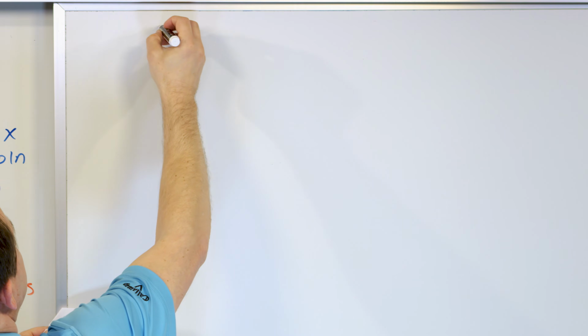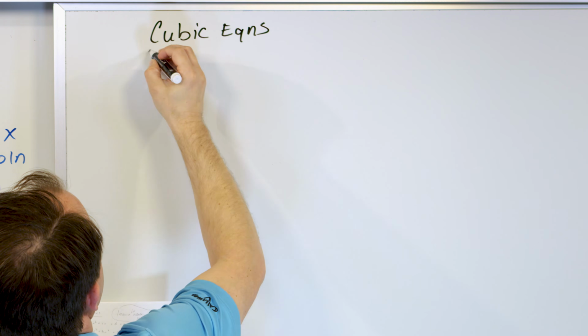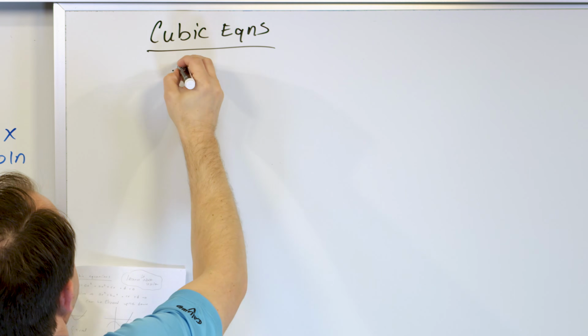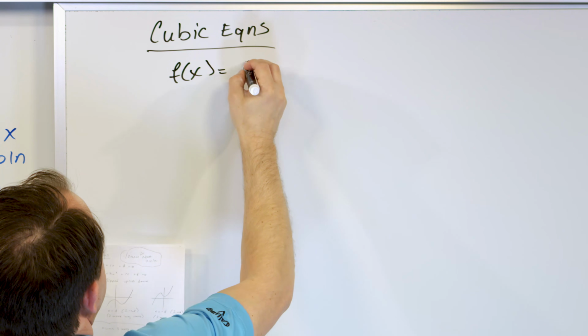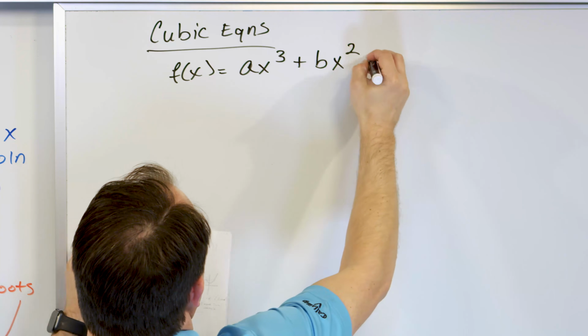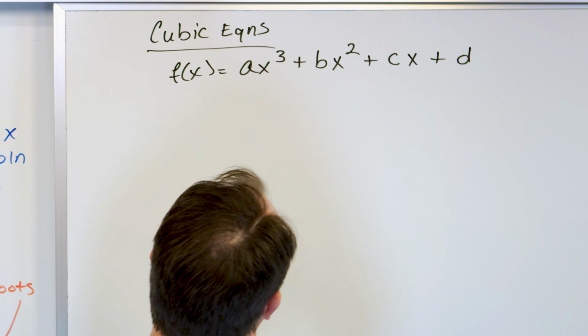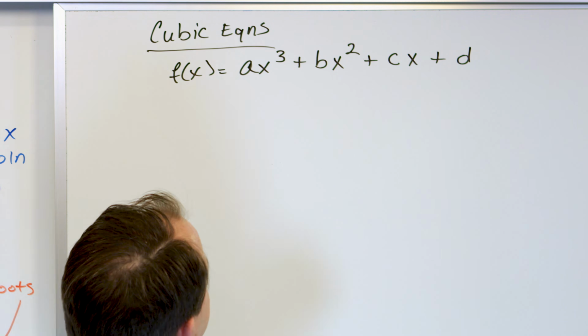We talked about this in the demo, cubic equations. The general form of the cubic equation looks like this. F of x is some number times x to the third power plus some number, x squared, plus some number times x plus some number, right? That's f of x. That's a cubic equation.